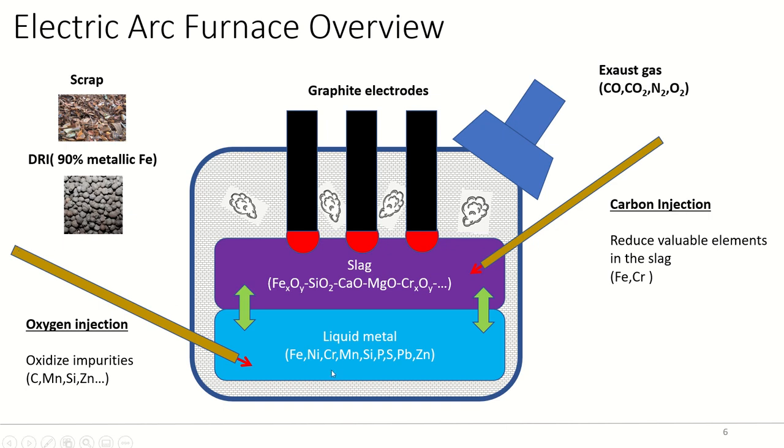Then oxygen is blown into the liquid metal to oxidize some of the impurities of the scrap, which, along with the flux added, will create a slag phase at the surface of the metal because of the density difference between the two phases. Now we will see that there are elements that we don't want to oxidize, such as chromium and iron, but they will get oxidized anyway, and that is why we are blowing carbon into the slag phase to recover some elements that we don't want to lose. We also have our gas phase, which is mainly composed of CO, CO2, and air.